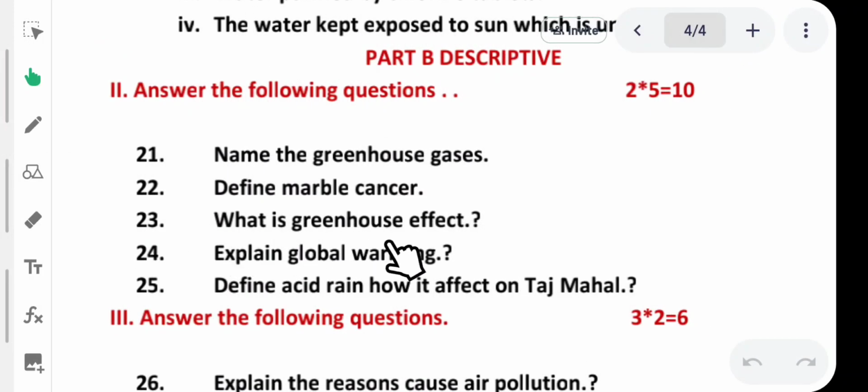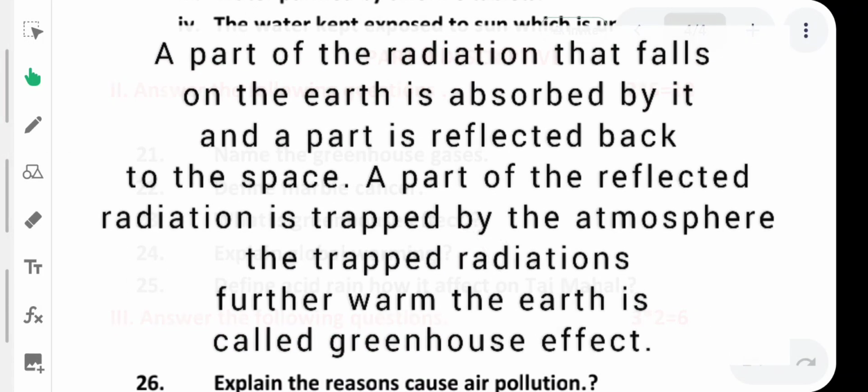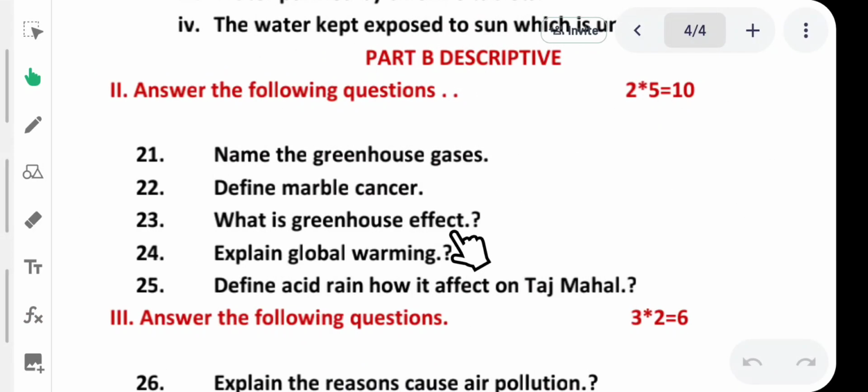Next question, what is greenhouse effect? Here, greenhouse effect means a part of the radiation that falls on the earth is absorbed by the earth, and a part is reflected back into space. The part of the reflected radiation is trapped by the atmosphere, and that becomes the warmth of the earth. That is called the greenhouse effect.